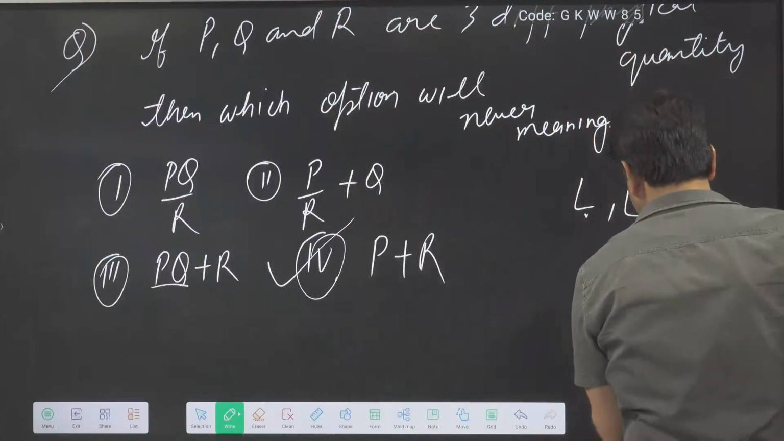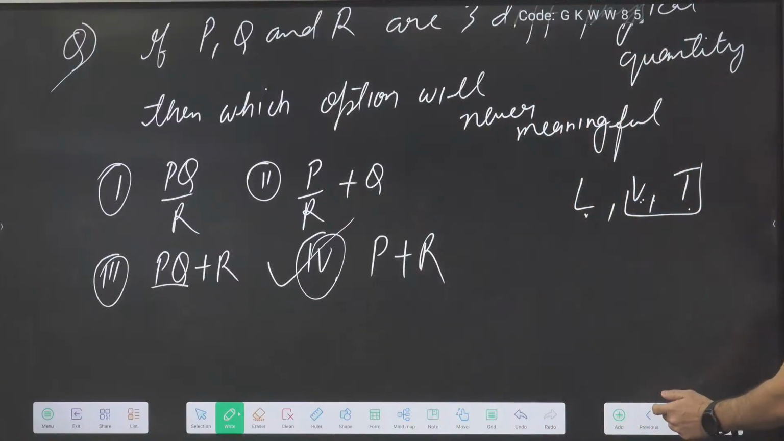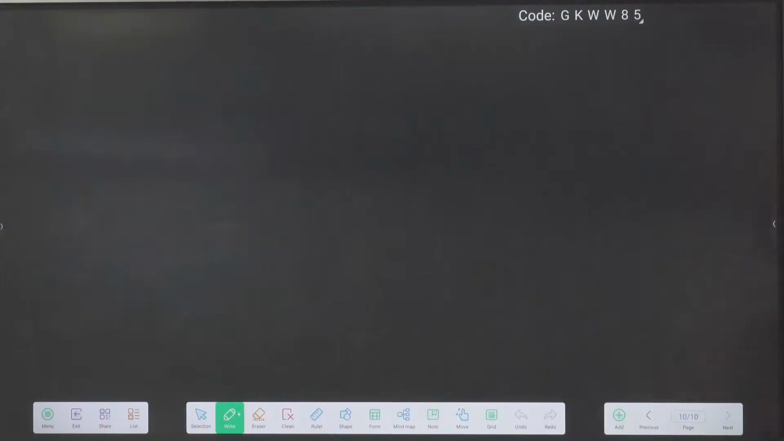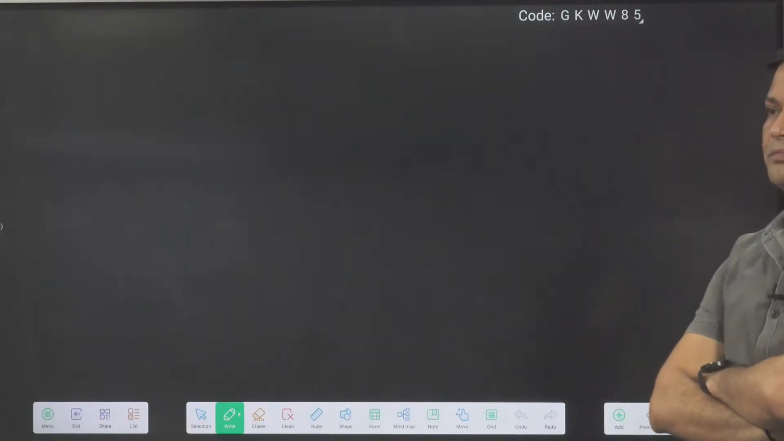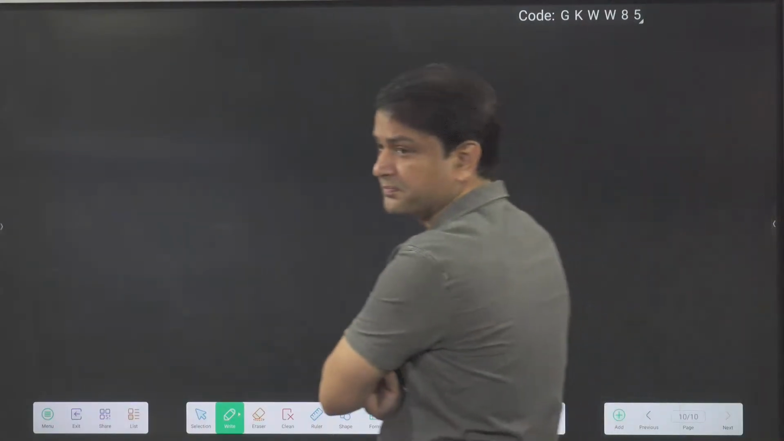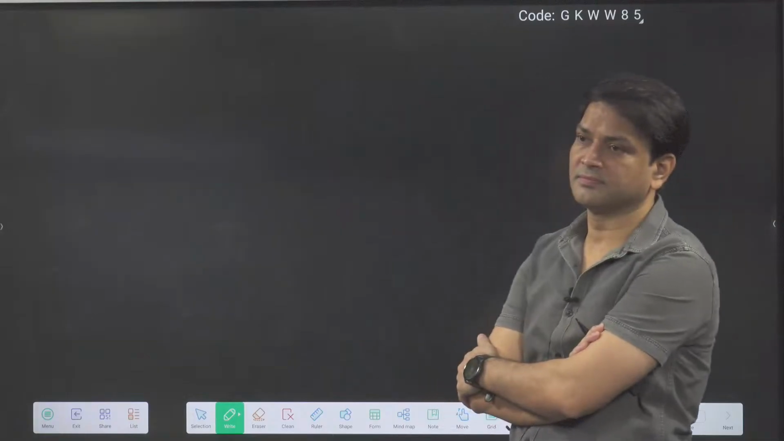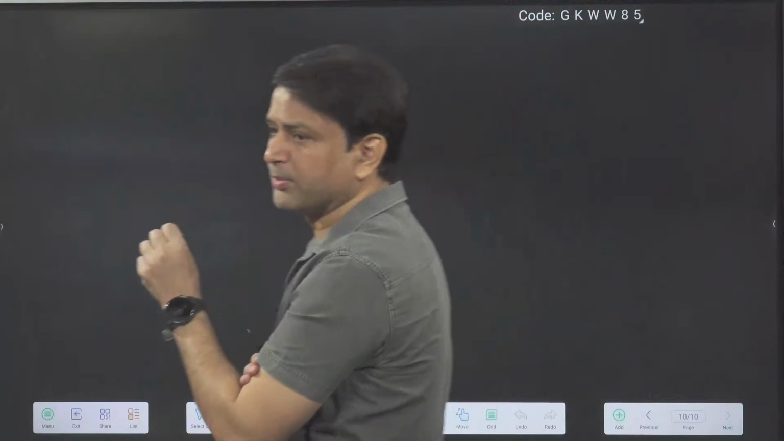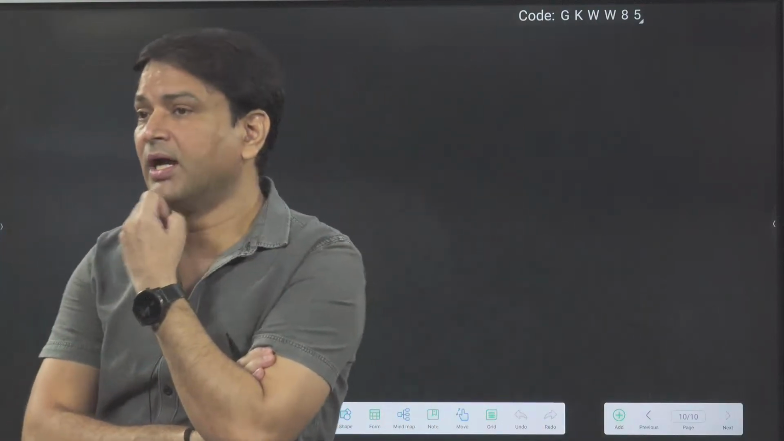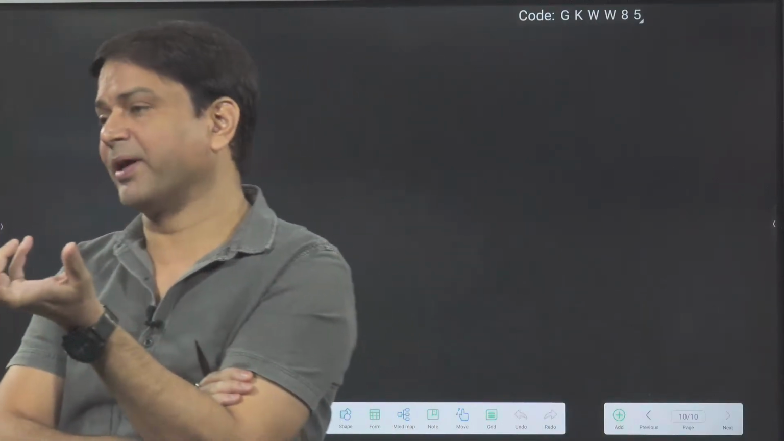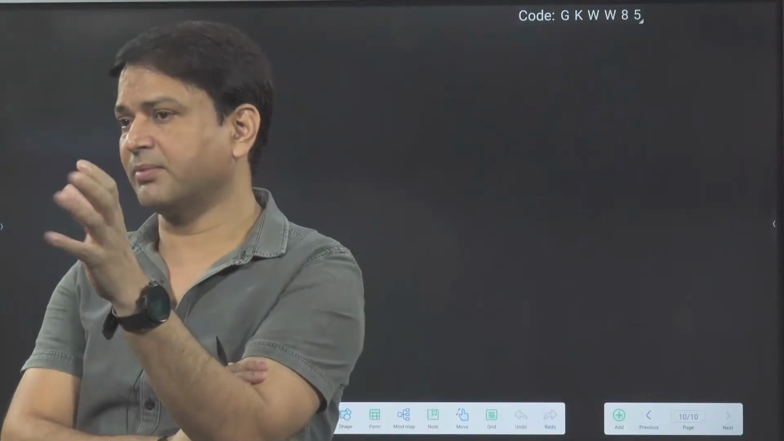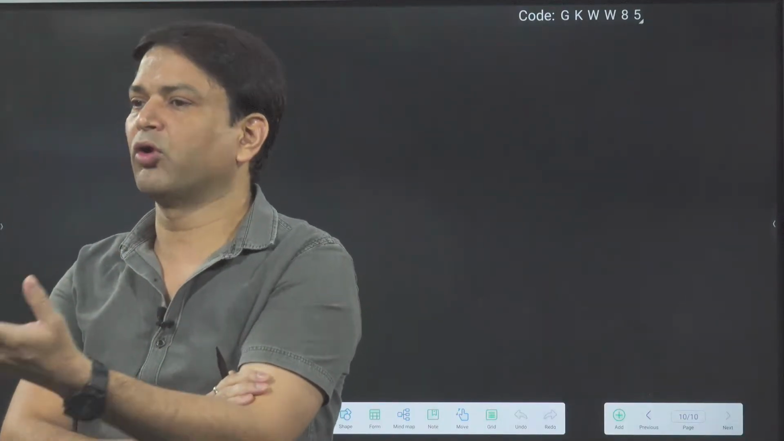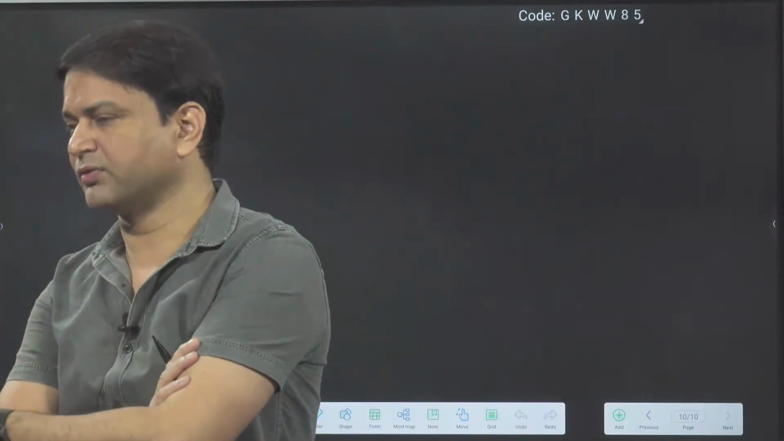Completed? Up to this okay? So this is the principle of homogeneity. Now another type of problem is what? In unit and dimension, what they ask? They change the fundamental system, and then they ask what is the dimension of this quantity?